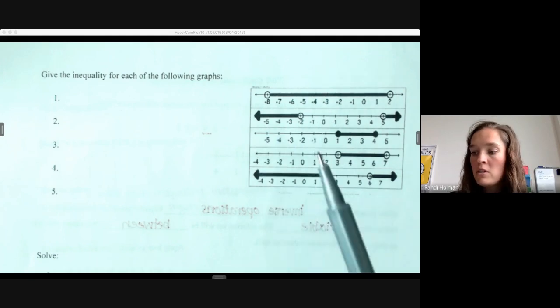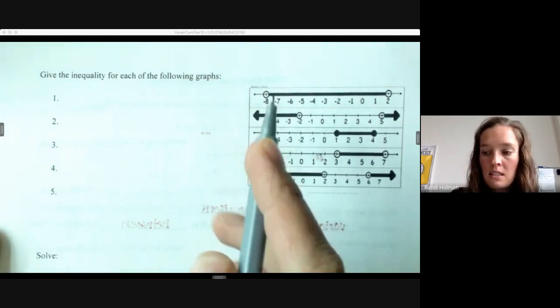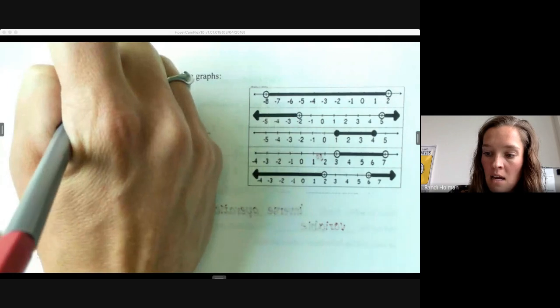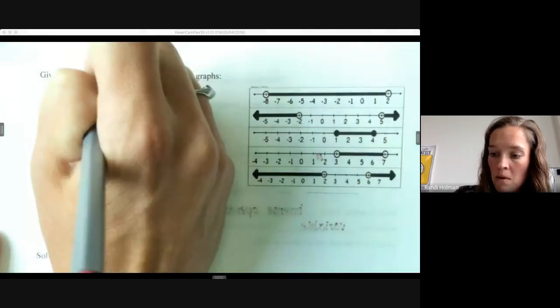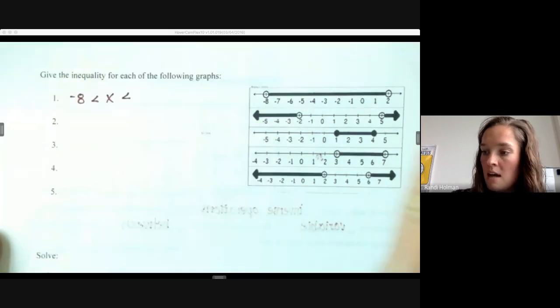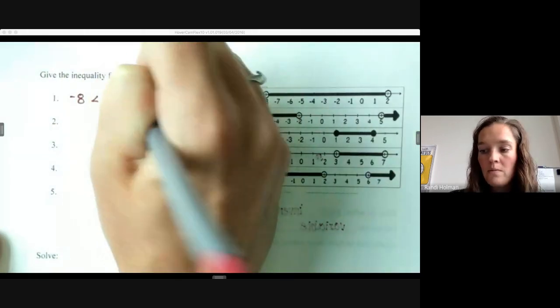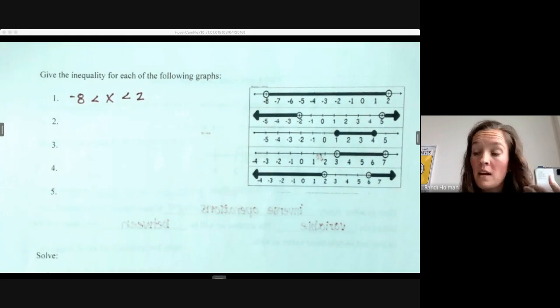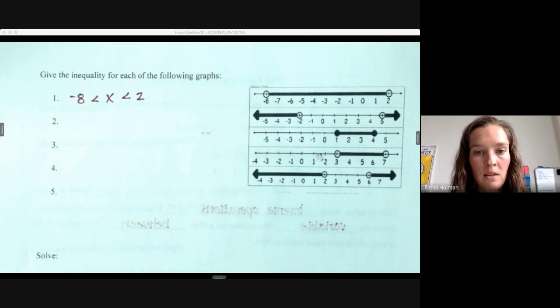So if we have a bar, we're just going to start with the smallest thing, the furthest thing left, -8. Decide, is it equal to? Nope, it's just less than our variable, which is less than, not equal to, 2. Okay, so we're just finding what is the furthest left, what is the furthest right, and whatever our variable is has to be between those things.